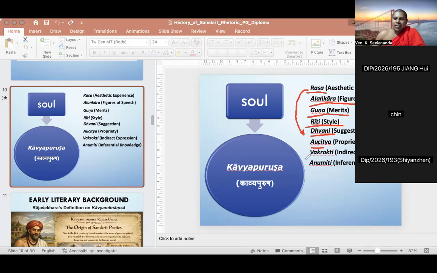And after that, Auchitya, Vakrokti. Anumiti cannot be considered a developed Sanskrit theory, because they criticized the Dhvanivadins. They said there is not a theory like dhvani or suggestion. We cannot apprehend poetic experience as suggestion, but infer. We have to infer, and we can get aesthetic experience by inference.